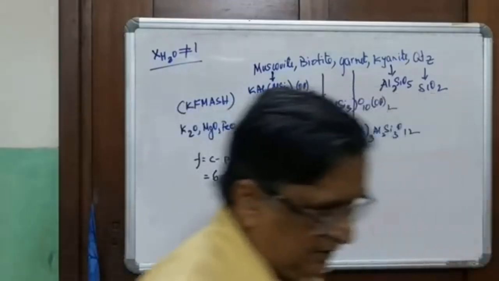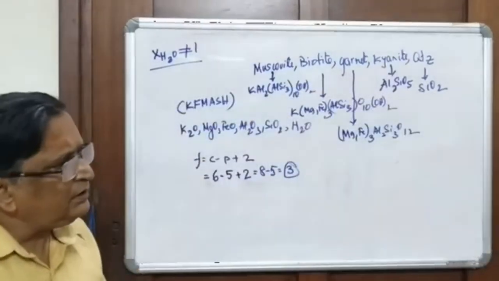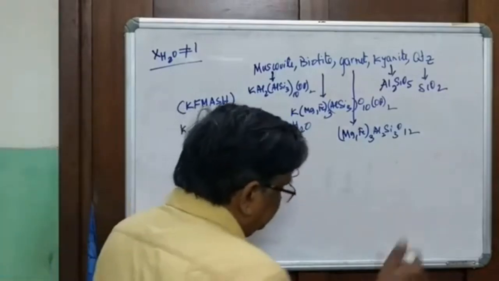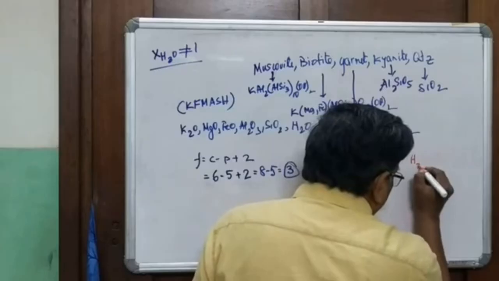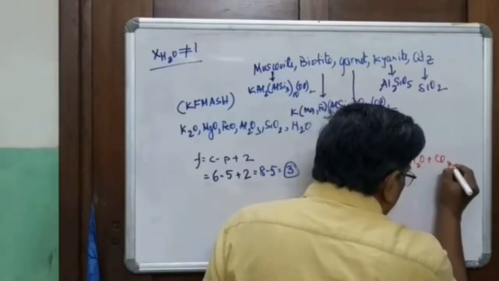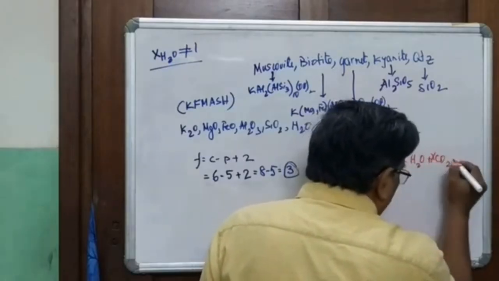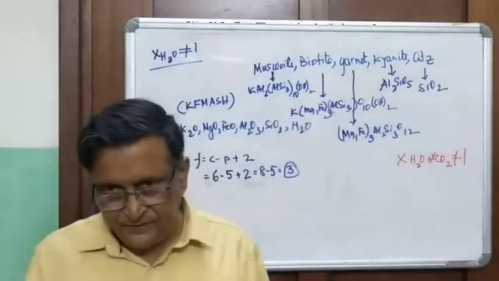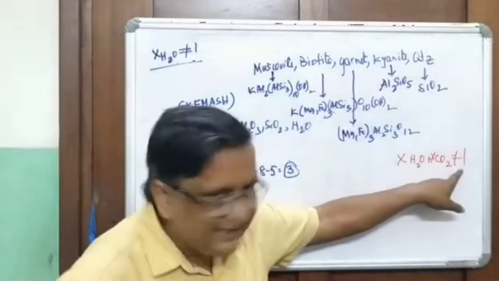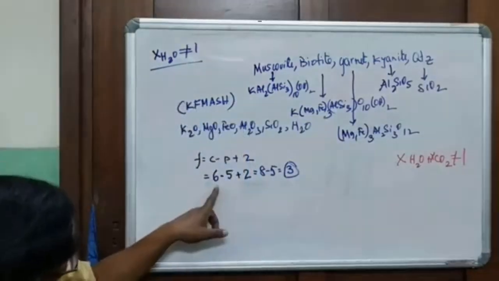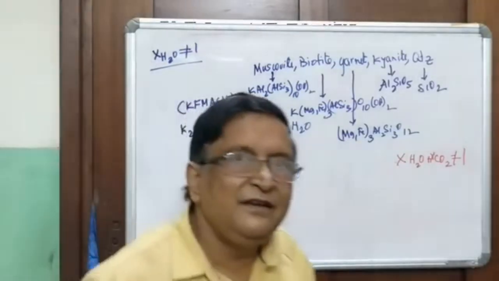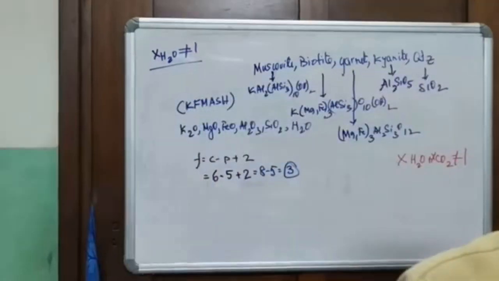You could have asked me, what happens, sir, if XH2O plus XCO2 is not equal to 1? That means there was some other component in it. Then the variance would have added to 7 as before, but phases would have been still 5.